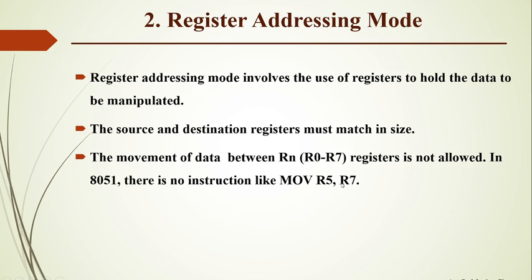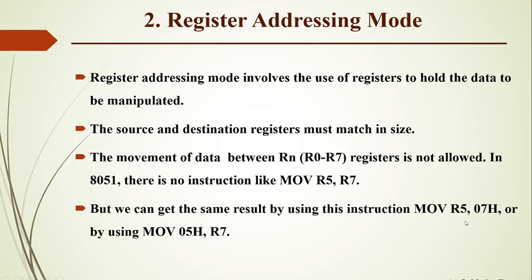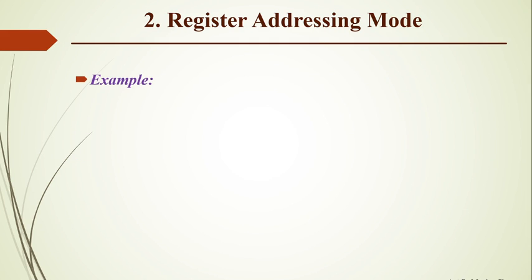A similar instruction can be written as MOV R5, 07H or MOV 05H, R7. In these instructions, 07H is nothing but R7 and 05H is nothing but R5. So we can represent the register with its address, and we can perform this similar instruction in this register addressing mode. Let's see the examples.